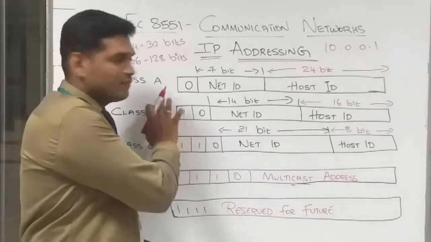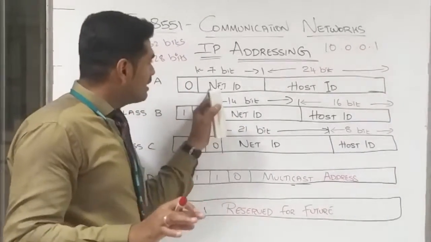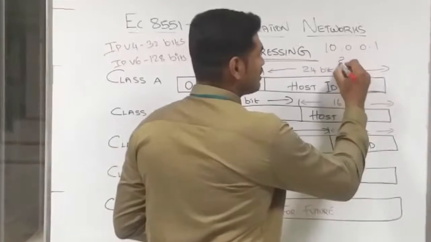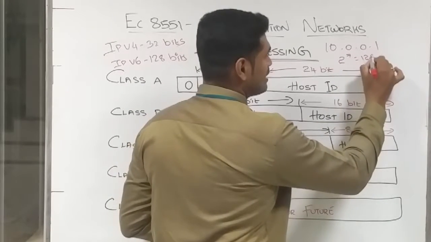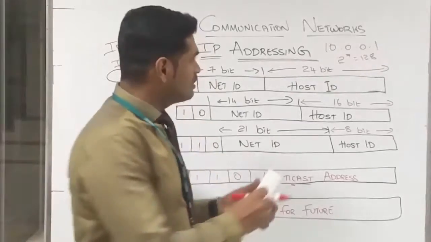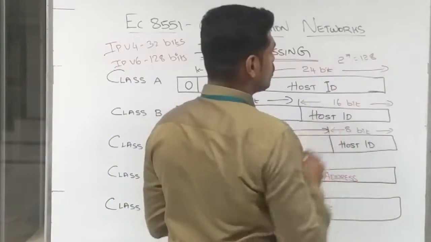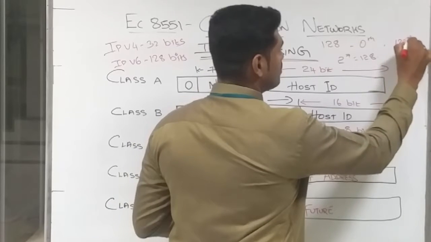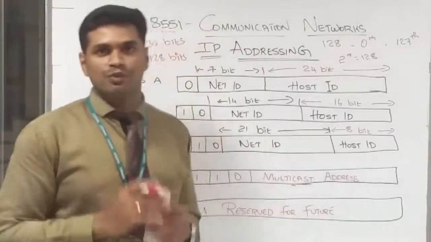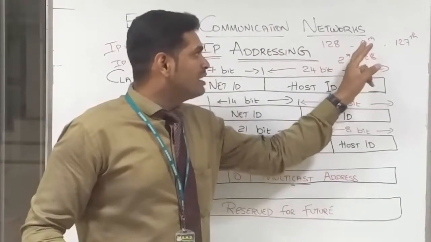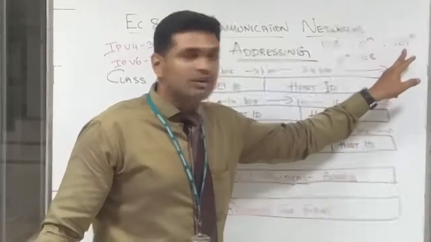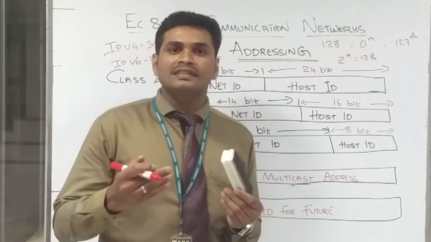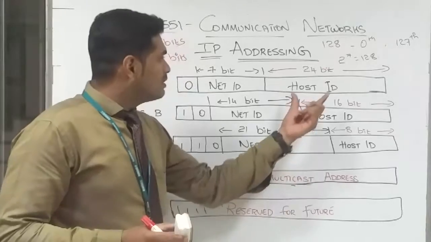In class A, the very first bit is 0 and the next 7 bits represent the net ID. 2 power 7 is equal to 128 addresses. Out of these 128 addresses, the 0th address and the 127th address are kept reserved for future use. Excluding the 0th and 127th addresses, the remaining 126 addresses can be used for addressing 126 networks.